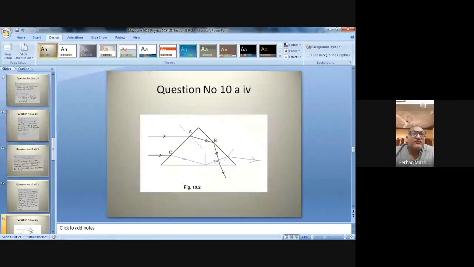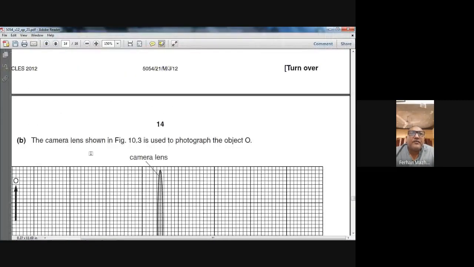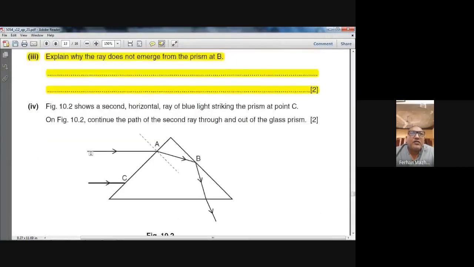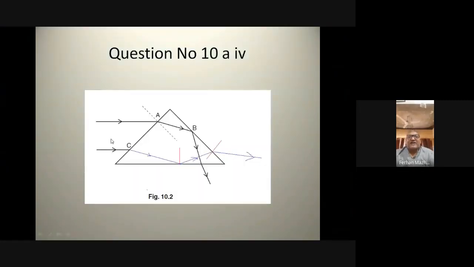Okay, let me show you. On your screen, you can see that the second blue ray which entered at point C will be bent, sorry, towards the normal. Because this upper ray is also blue, they will have the same deflection.